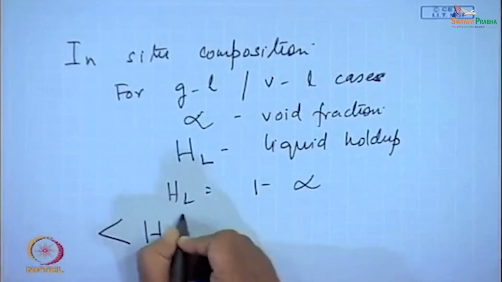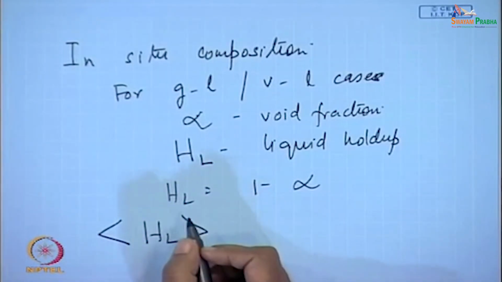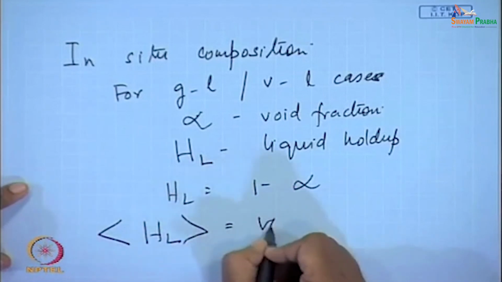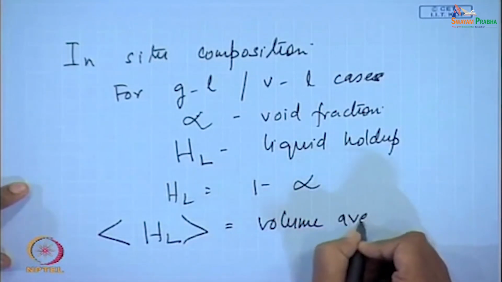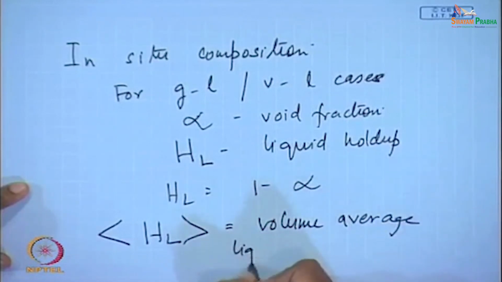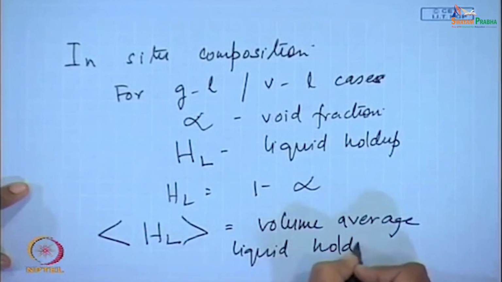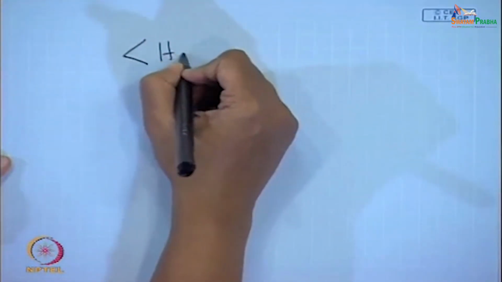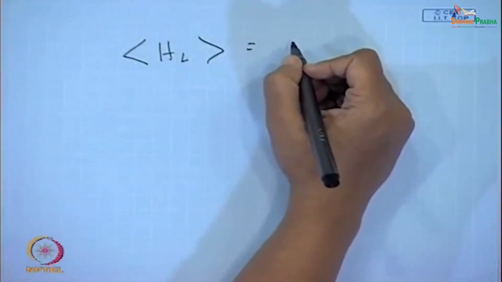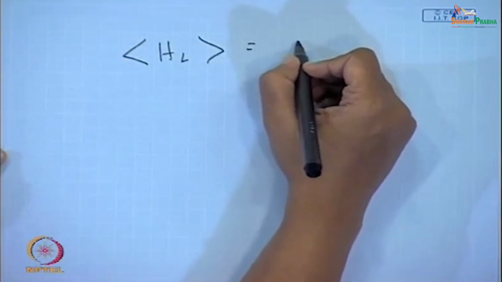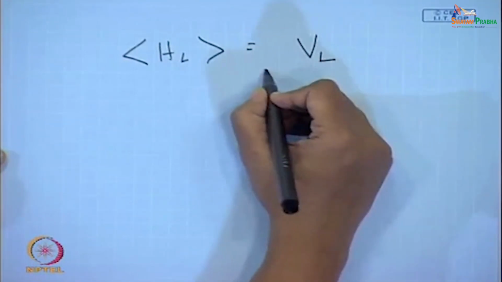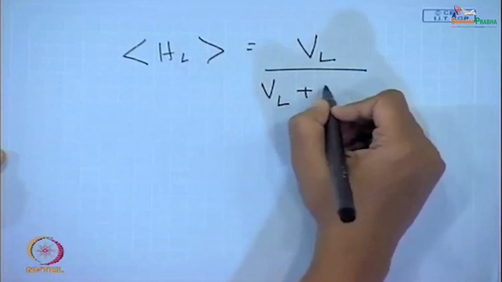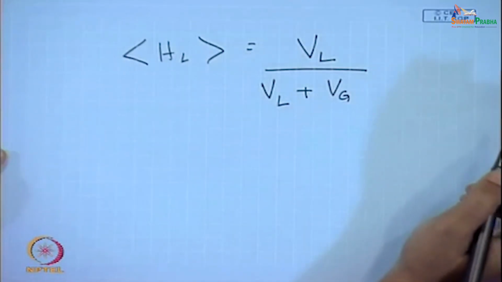So, usually we define HL in this particular way, where this refers to the volume average liquid hold up. This is known as the volume average liquid hold up. We usually define it as the fraction of the volume which is occupied by the liquid phase, or in other words the volume occupied by the liquid phase divided by the total channel volume, V total.